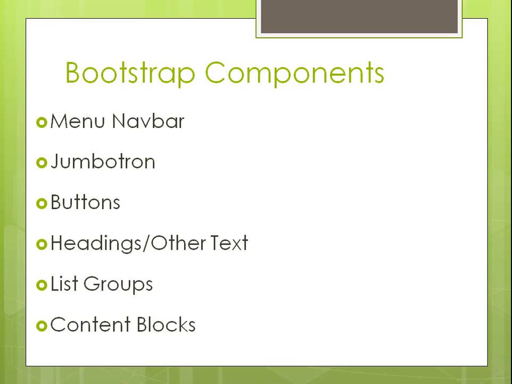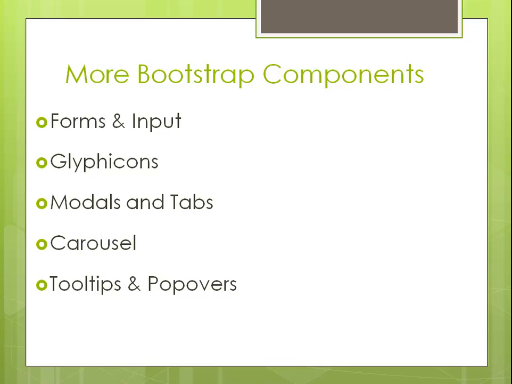Some of the Bootstrap components that we dealt with were the navigation bar, the Jumbotron, which is basically a static showcase area, buttons, headings and paragraphs and other text, list groups, and content blocks. And we have some more components that we looked at and used: the forms and form input, icons, glyphicons, modals and tabs, the carousel, and tooltips and popovers. And we used most of those in the Clean and Clear template project.